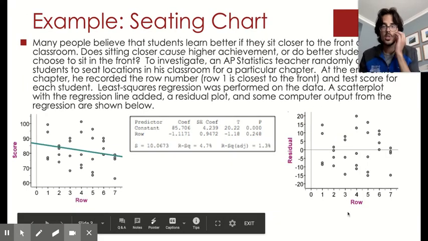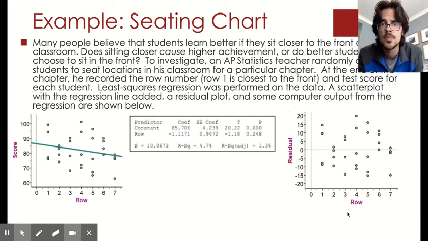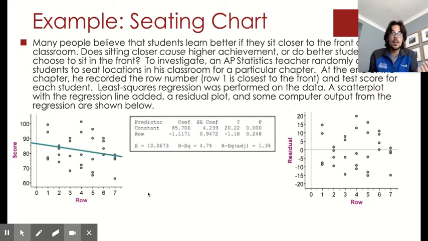All right, so our big problem for the day is looking at where you sit in class, so how close you are to the front board, and whether it has an impact on your score on chapter tests or some sort of achievement in class. Row 1 is very close to the front, and row 7 is sitting all the way in the back of the room. We want to know if how far back you sit will have an influence on how you score in class.